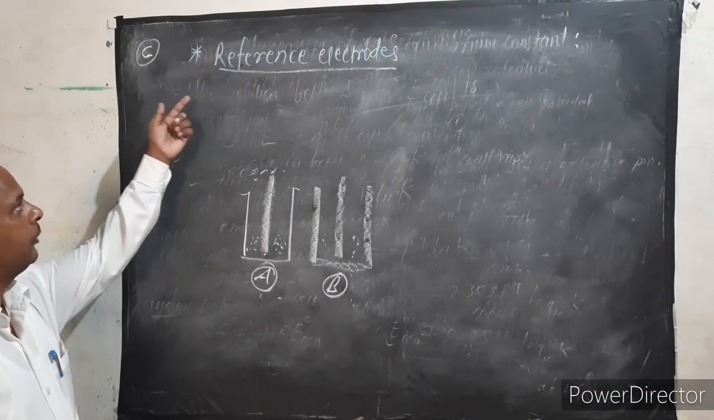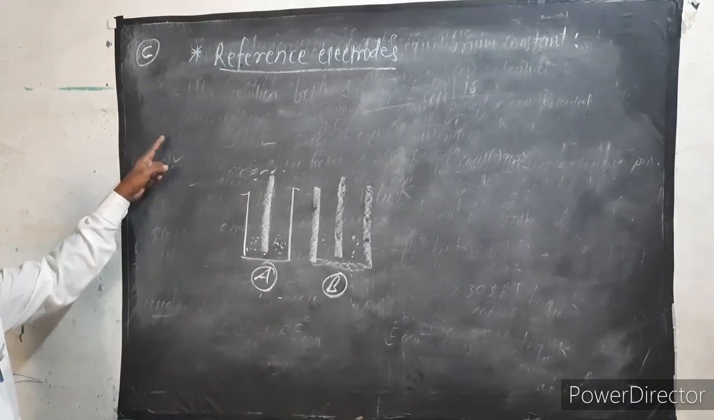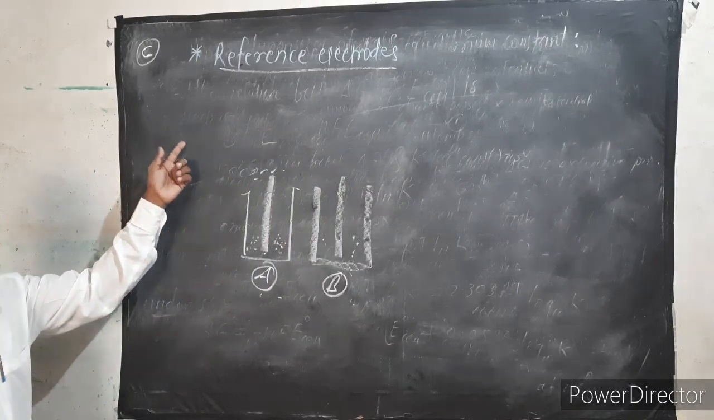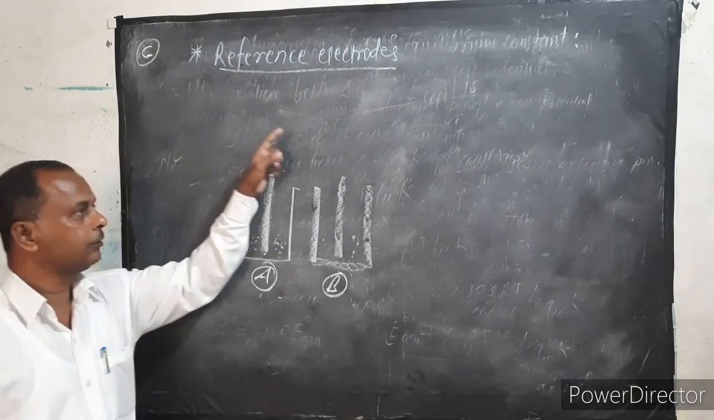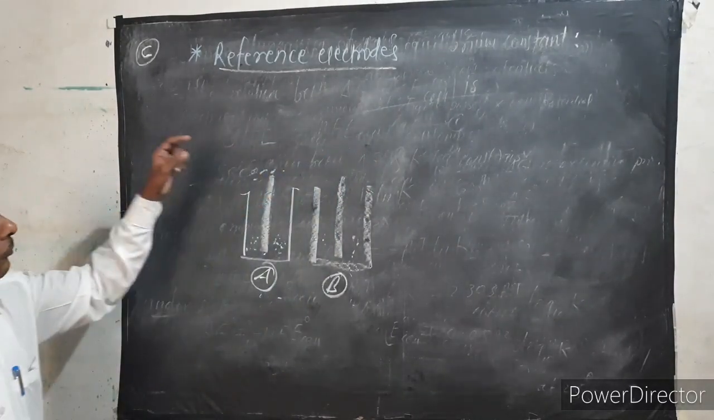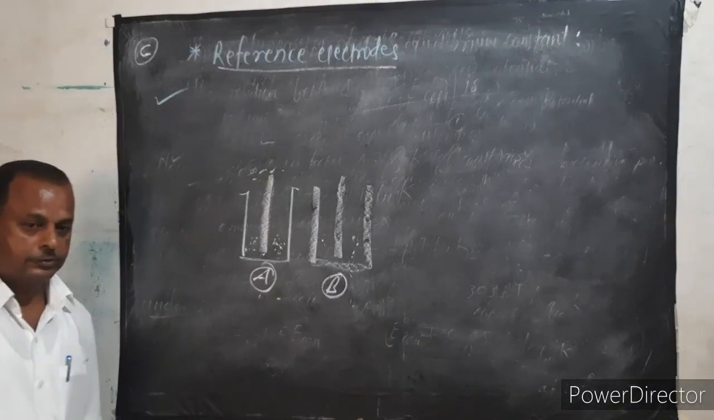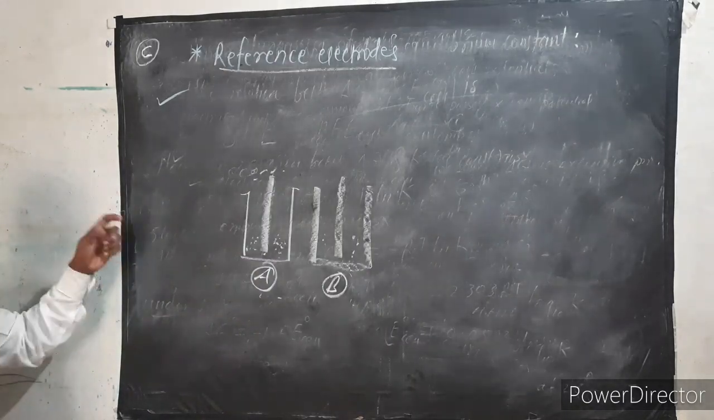Now we are going to study reference electrodes. What do we mean by a reference electrode? A reference electrode is defined as an electrode whose potential value is taken as 0, or its value is exactly known. That is called a reference electrode, with a known value of electrode potential.